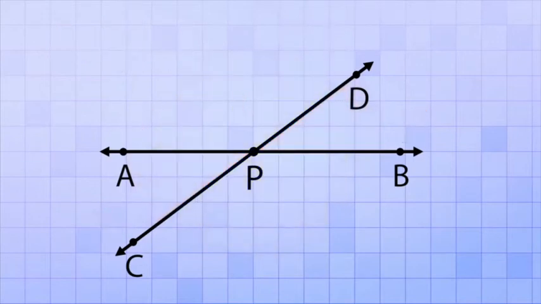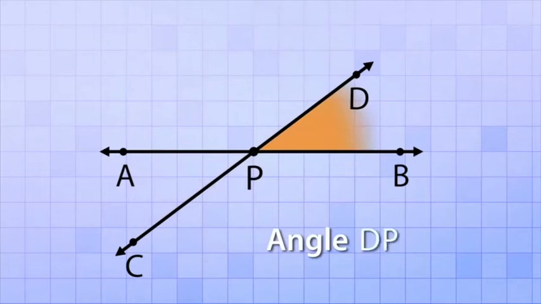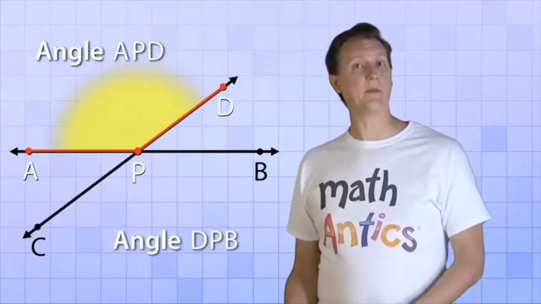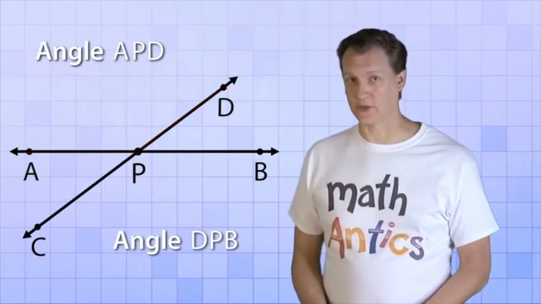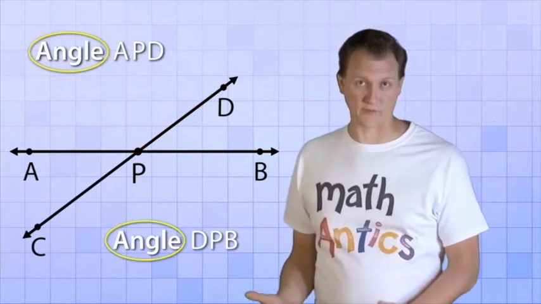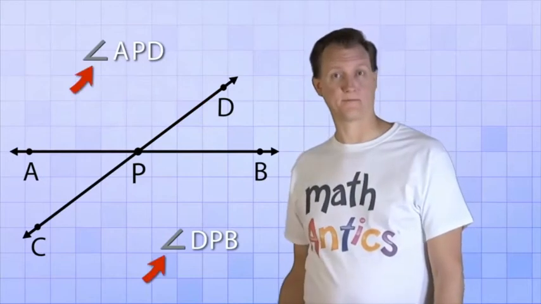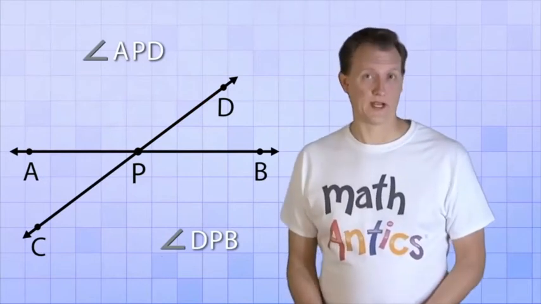For example, this angle here can be called angle DPB because if you trace along those points, like connect the dots, they outline that angle. And this angle here, we can call that angle APD because connecting those dots forms that angle. Now when naming angles, there's a nice shorthand that we can use. Instead of writing the word angle over and over again, we can just use the angle symbol instead, which looks like this.